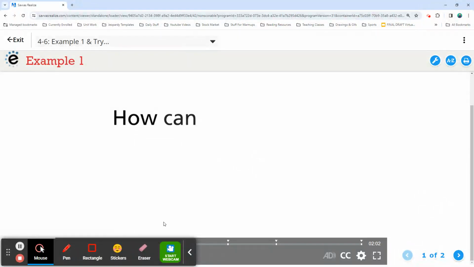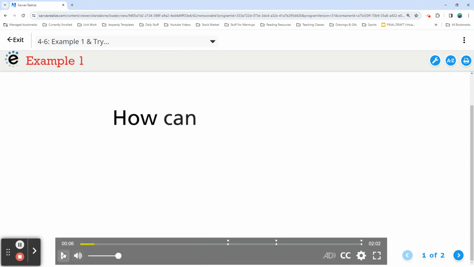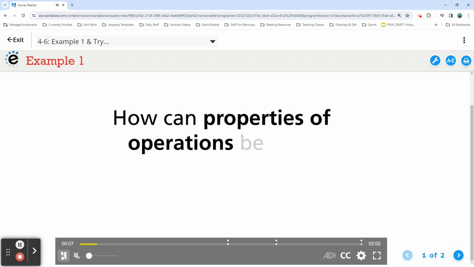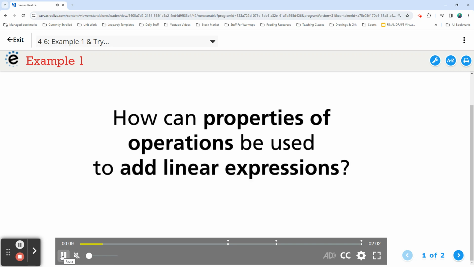Okay. So again, we're talking about adding expressions. Let's look at some of the examples that they're going to give us here. Let's look at our first example. Our main idea is asking how can properties of operations be used to add linear expressions. So again, properties of operations. These are the things we've been talking about: commutative property, distributive property, things like that.